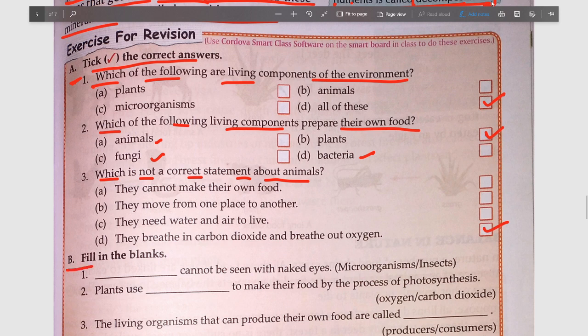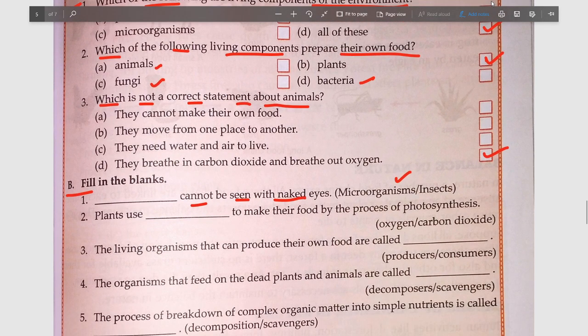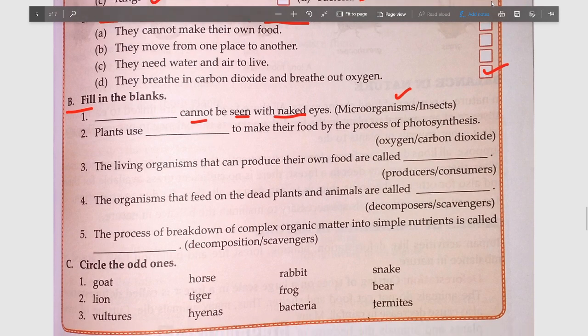Now fill in the blanks. Number one, blank cannot be seen with naked eyes. So microorganisms cannot be seen with naked eyes, because insects we can see with naked eyes also. So microorganism is the right word to be filled here.